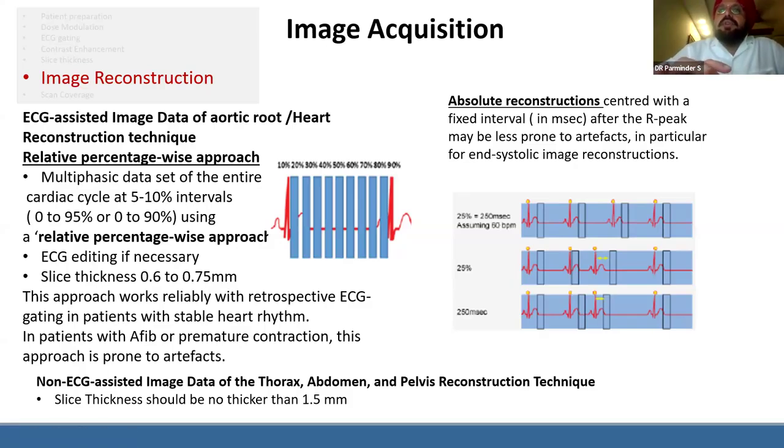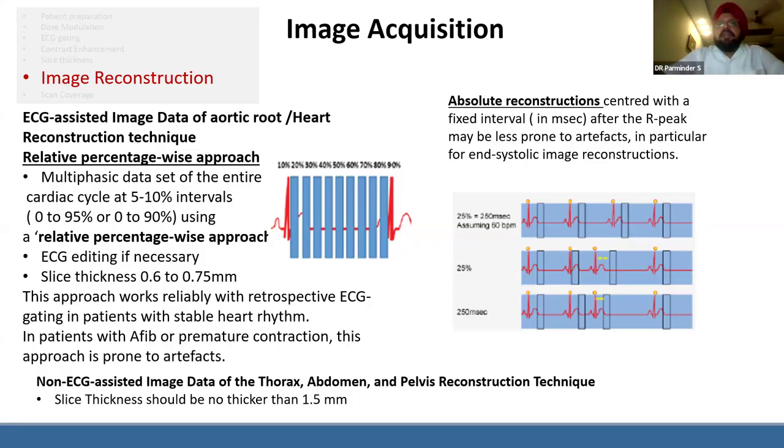Here, we reconstruct the data centered at a fixed interval after the R peak. So it's not a percentage of the total cardiac cycle, it's a fixed period of time after the R peak, usually 250 milliseconds, so that we reconstruct the data which is available 250 milliseconds from the R peak, in systole.